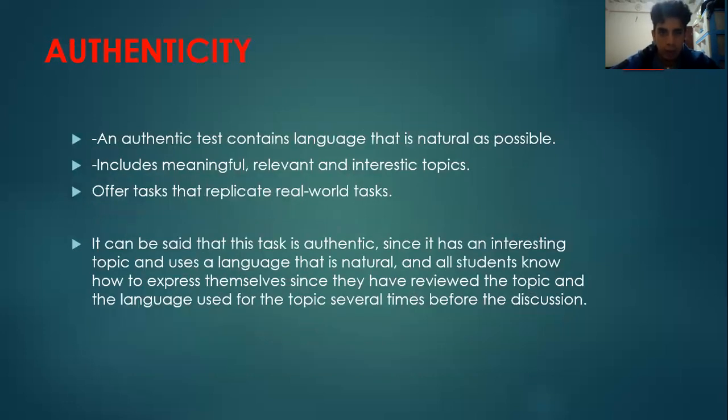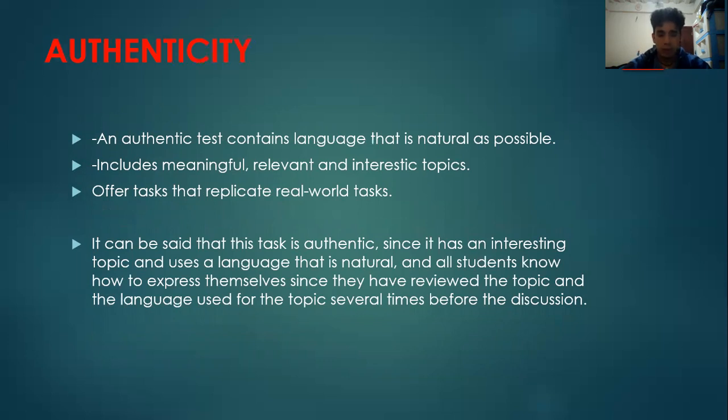Okay, now we have the fourth principle, that is authenticity. An authentic test contains language that is as natural as possible. Also, it includes meaningful, relevant, and interesting topics, and also offers tasks that replicate real-world tasks.